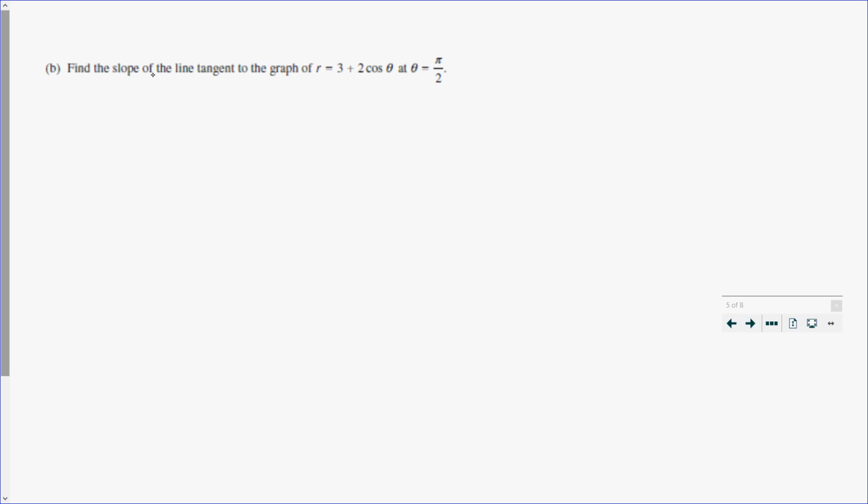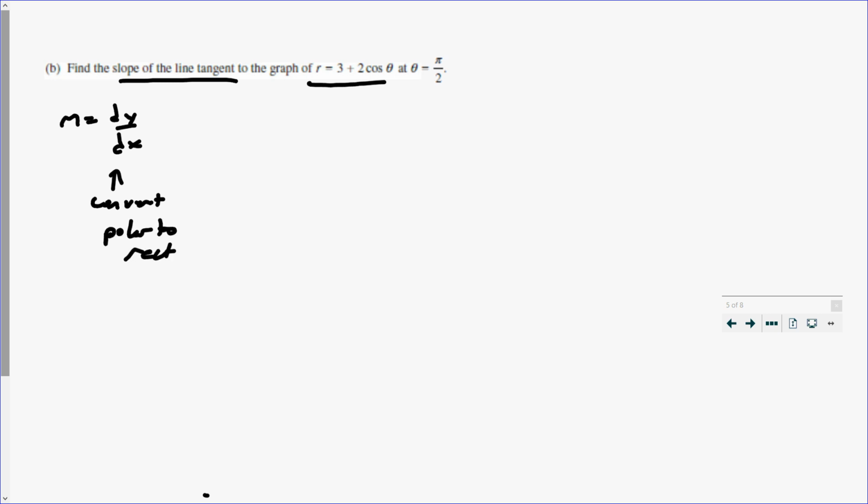Part B says find the slope of the tangent line to the graph of the limaçon at theta equals pi over 2. Now, if we look carefully, we're looking for the slope. Slope is dy over dx. So we have to convert our polar to rectangular, and that's not too hard to do. Well, what is y equal to? y is equal to r sine theta, and x is equal to r cosine theta.